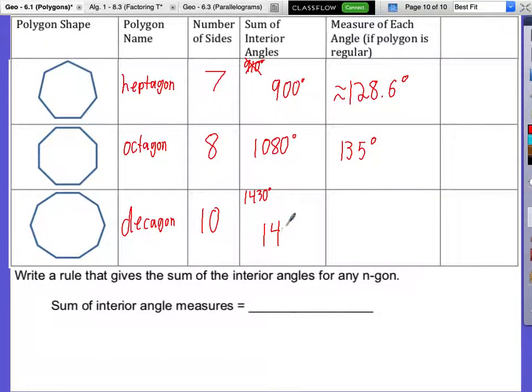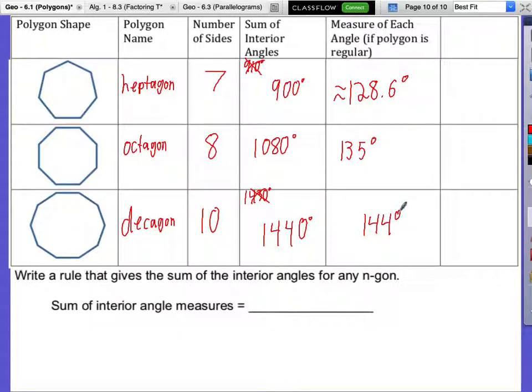It'll be 1,440 degrees. The last two were consecutive. We'll talk about it. So what would that be if each angle was the same? That would be 144 degrees.